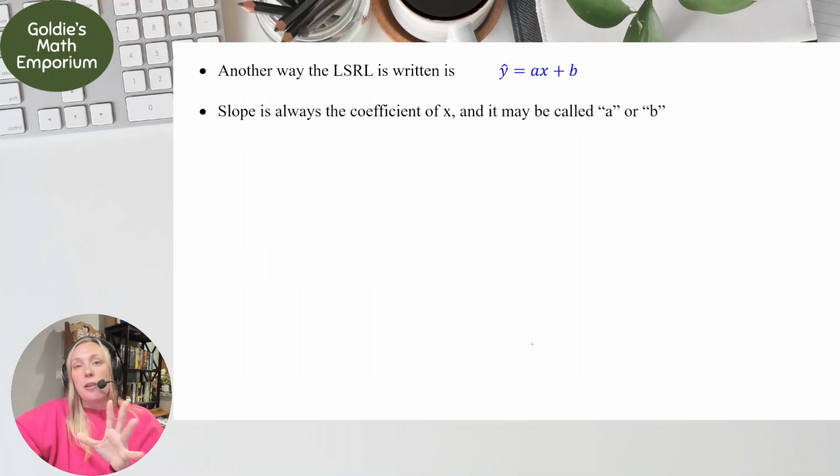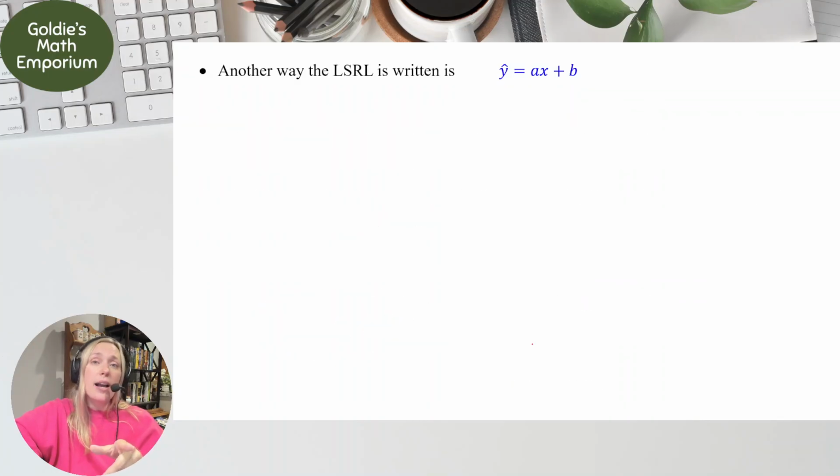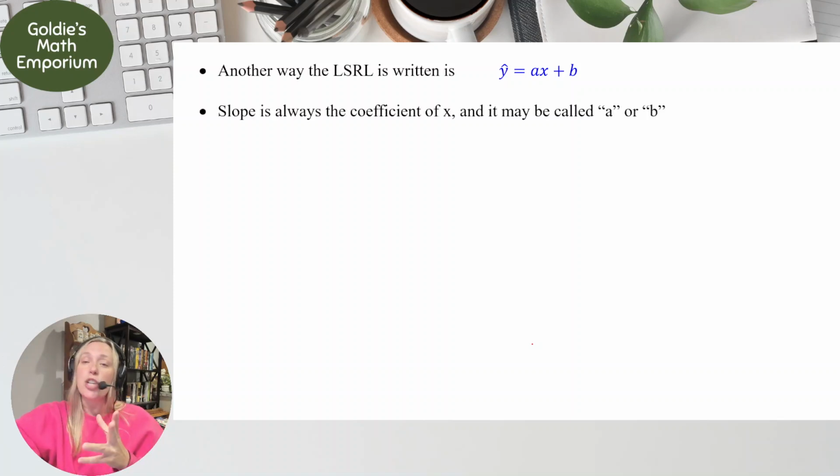It may be called a and b. The formula sheet does stick to this form right here. Okay. Your calculator will be able to do both ways. It does switch A and B, so just pay attention to what's called A, what's called B.